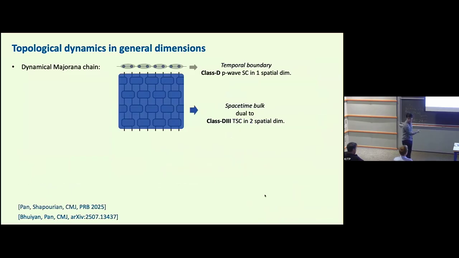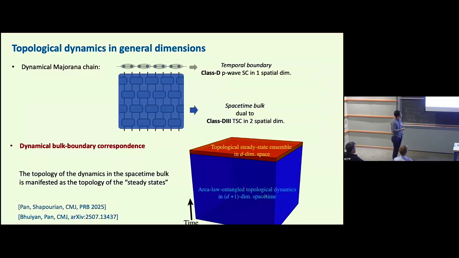In fact, this picture is one special example of this general idea that we would like to propose. You can have this very general idea called dynamical bulk boundary correspondence. That means if you have a real dynamics, the entire dynamical process, if it has some topology, it also gets manifested by the steady state ensemble that you see when the system sort of saturates in the long time limit.